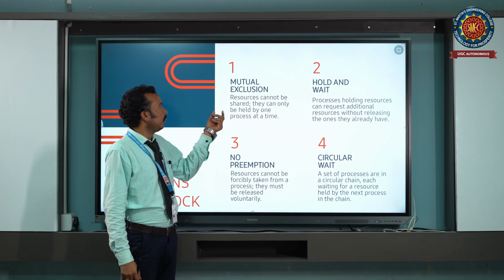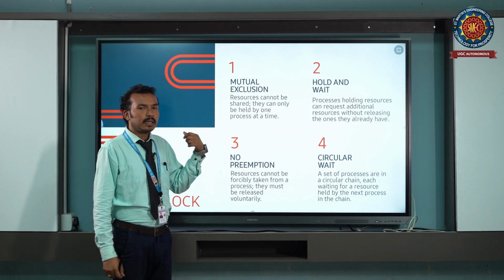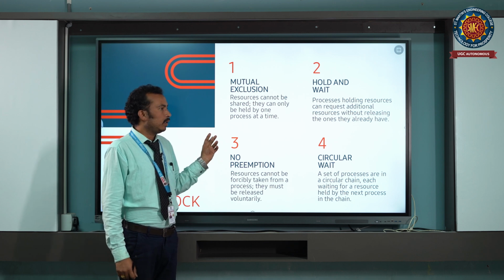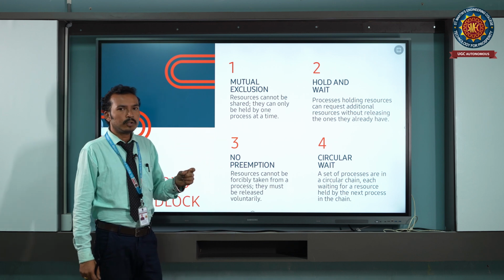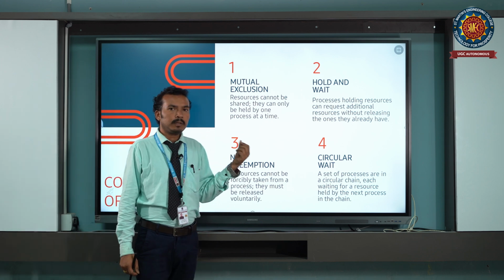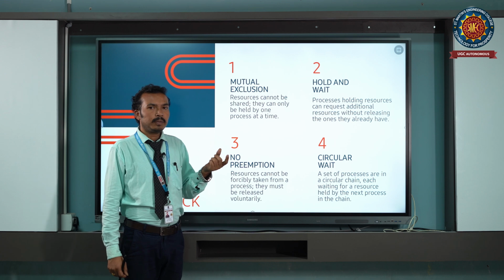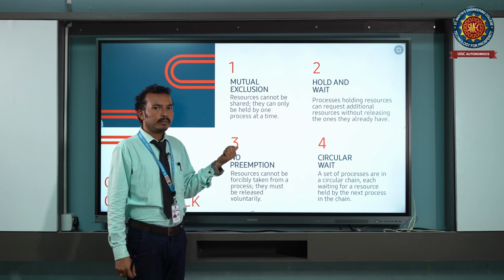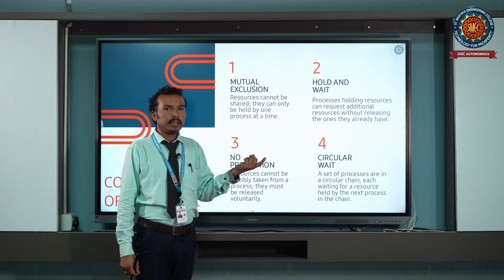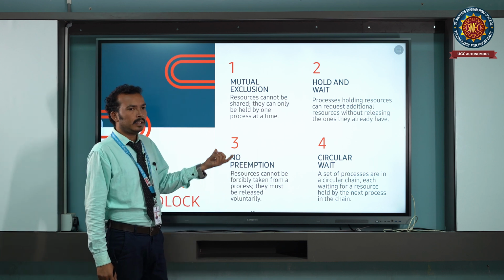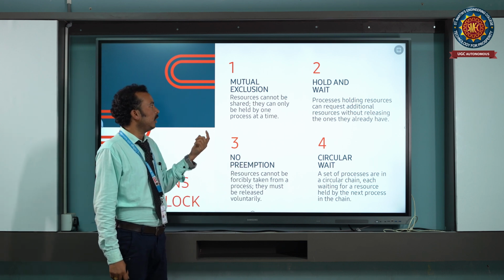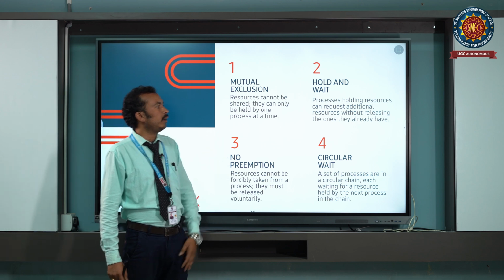While one process is using that resource, the printer, no other processes are using it. At that time only one process completes its execution. So when one process completes the printing part, only then is it allocated to another process. And the next one is hold and wait.